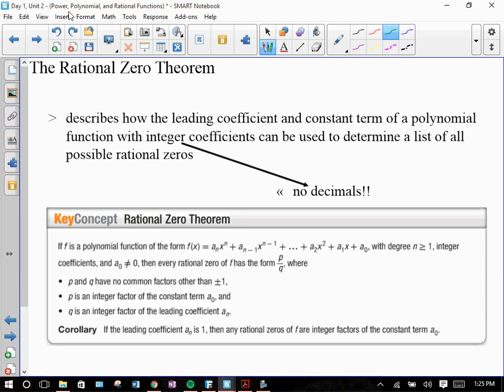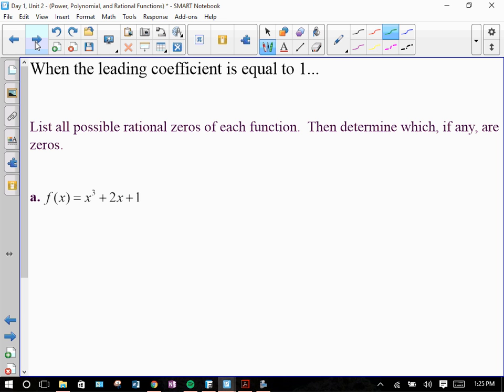The other important thing that you need to remember, when you look at the polynomial, there has to be a constant. Alright? You can't have a place where there's no constant. If there's no constant, you can't use this. Okay? So there's two sort of instances here. Your leading coefficient could be equal to 1, or your leading coefficient might not be equal to 1. We're going to look at the cases where the leading coefficient is equal to 1.